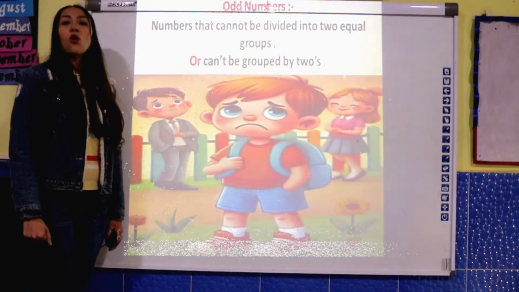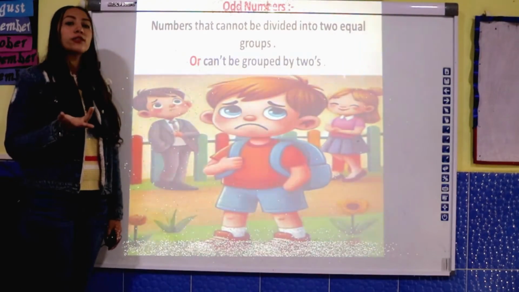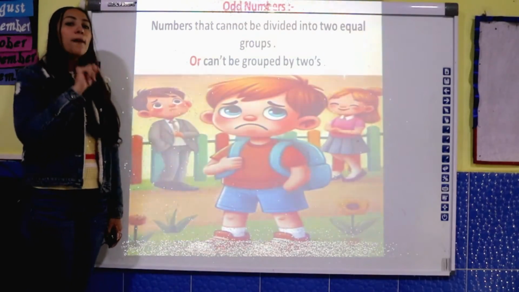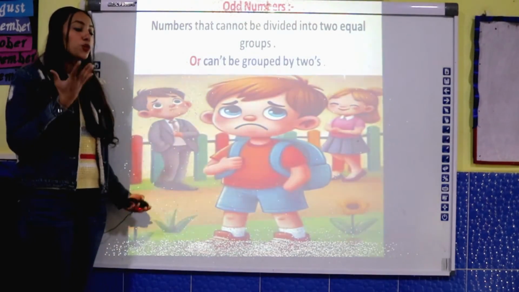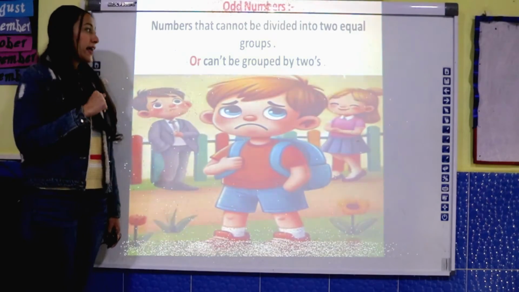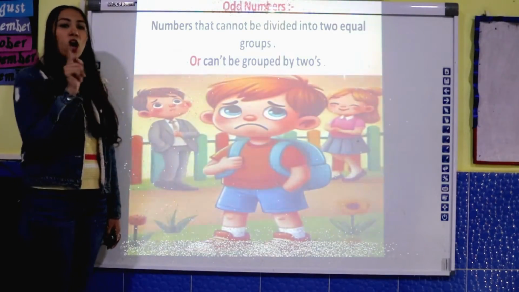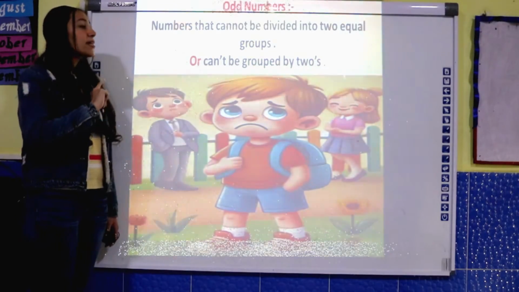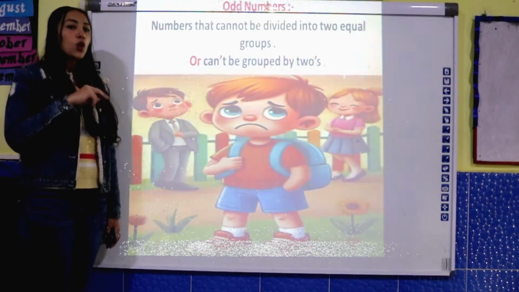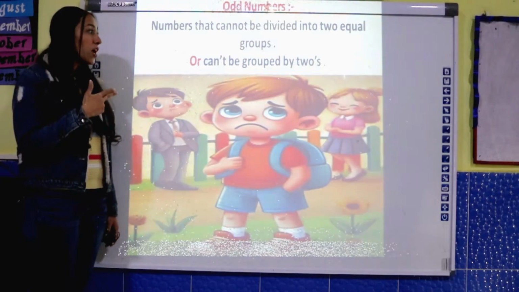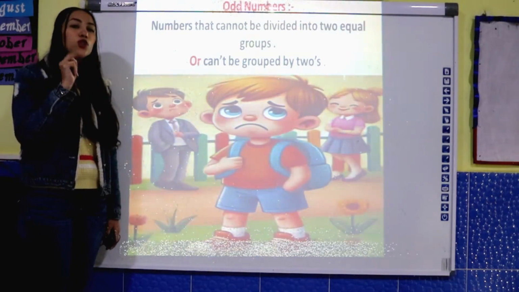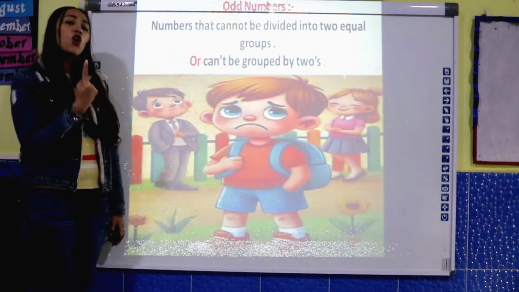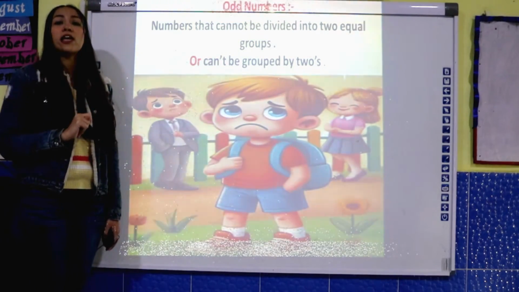Now, let's start with odd numbers. What's the meaning of odd numbers? Odd numbers are numbers that cannot be divided into two equal groups. Again, odd numbers, I cannot divide them into two equal groups, or they can't be grouped by 2. What does this mean? Odd numbers, you can't make groups of 2. You will always find one friend, sad, alone, without any friends to play with.